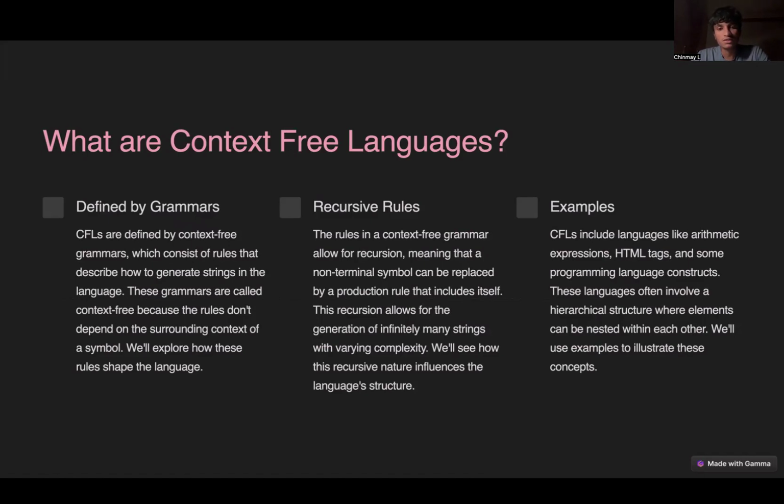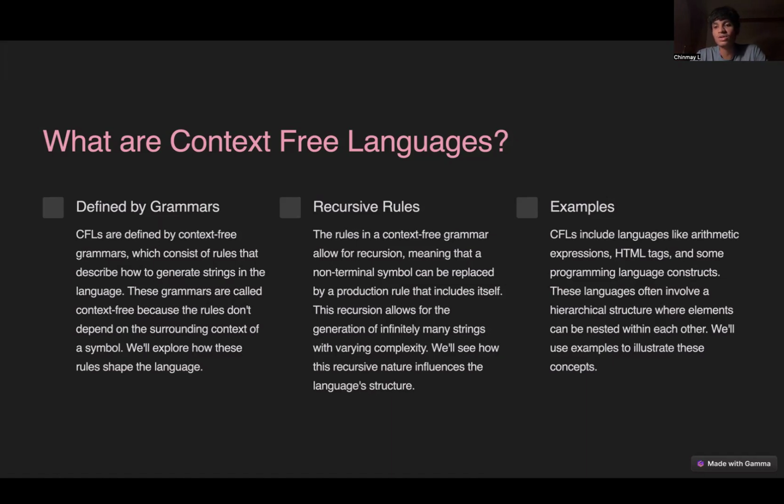Recursive rules. The recursive rules in a context-free grammar allow for recursion, meaning that a non-terminal symbol can be replaced by a production rule that includes itself. This recursion allows for the generation of infinitely many strings with varying complexities. So we will see how the recursive nature influences the language's structure.